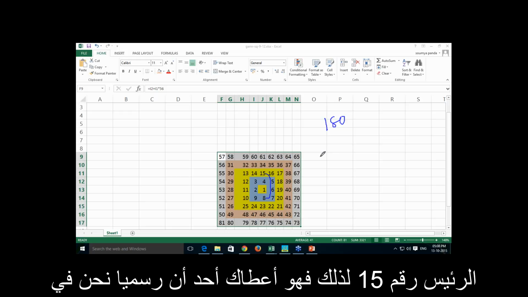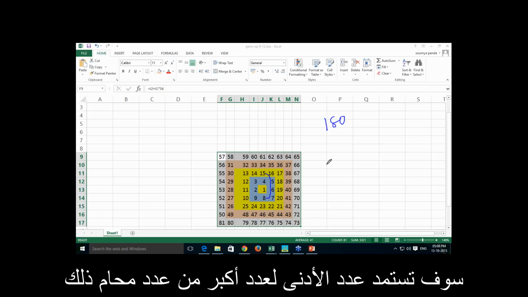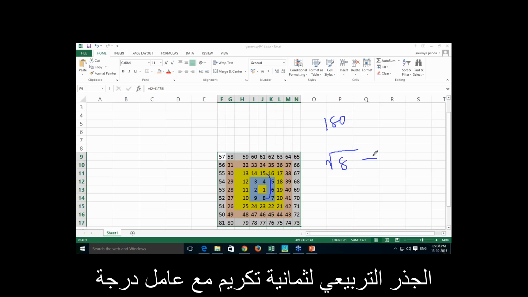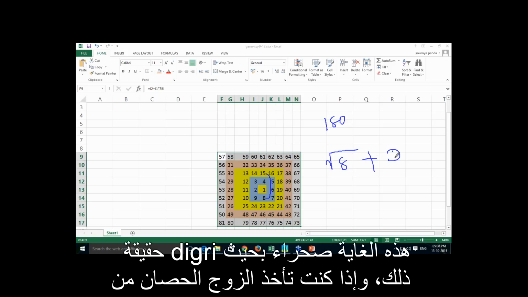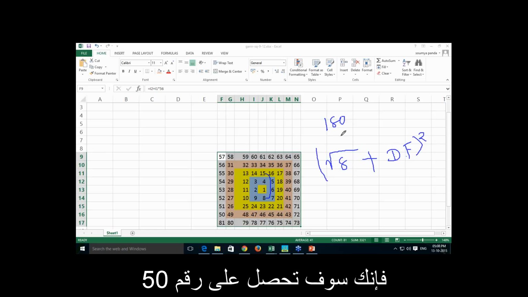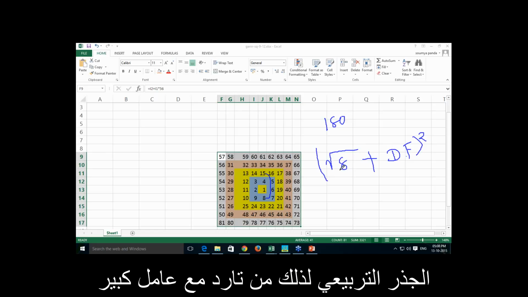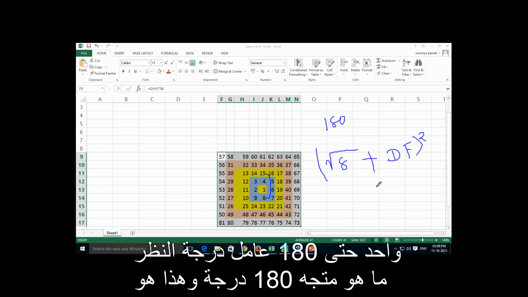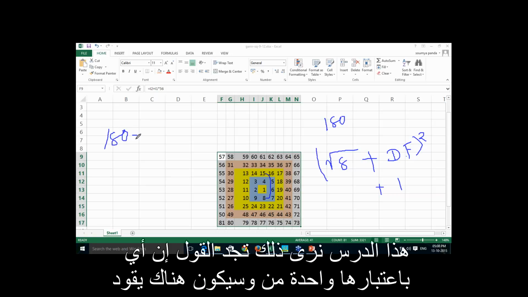So he has given you one good formula wherein the higher number will be derived from the lower number. So the square root of 8 added with the degree factor, and if you take the whole square of this entire result, then you will get the number 15. So square root of 8 added with the degree factor. What is the 180 degree factor? That is 1. So the 180 degree factor we will consider as 1, and from there we will be deriving this relationship.